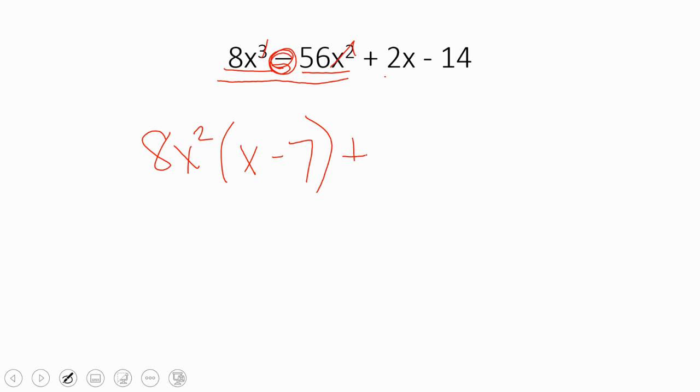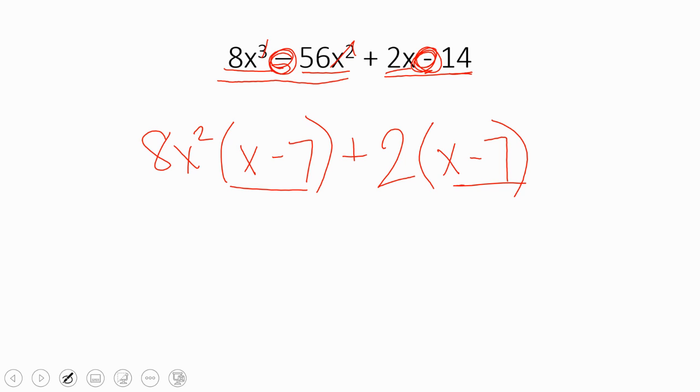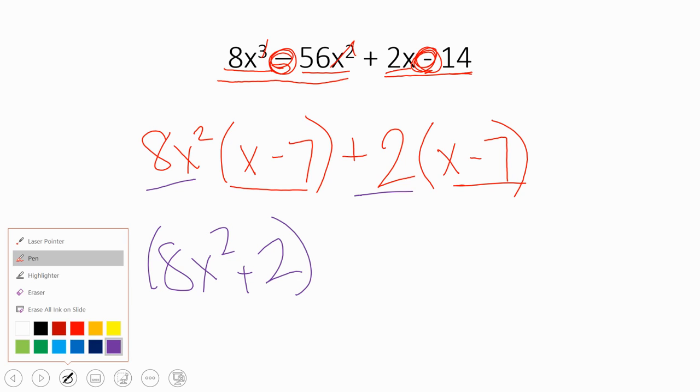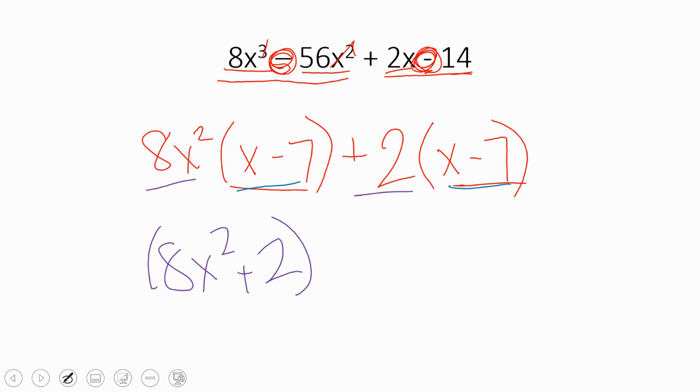All right. My second group, what can I divide both of those by? The GCF of those 2 terms is 2. So when I divide this by 2, I just get 1x. Don't forget your minus sign. When I divide this by 2, I get 7. Okay, I did it correctly because those are the same. So my first term is 8x squared plus 2. My second term is x minus 7. And there's your final answer.